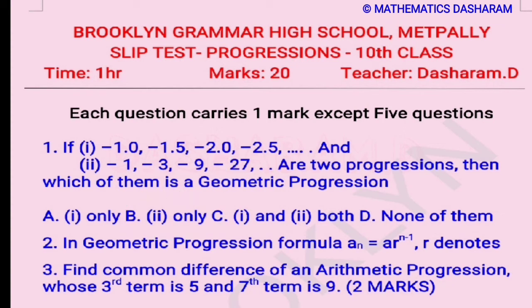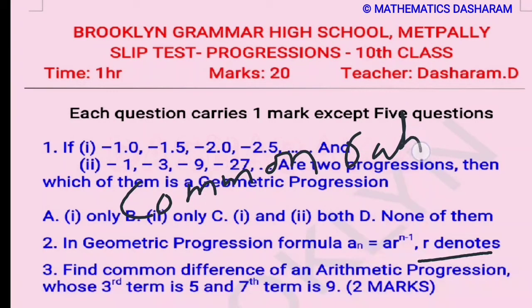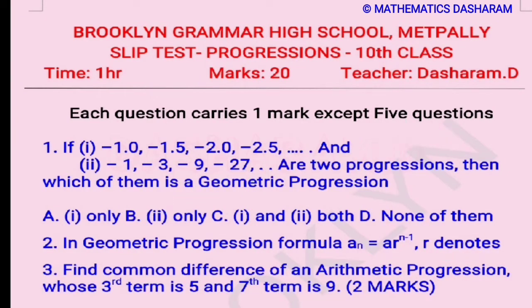Okay. Second question, in geometric progression the formula is an equals a into r to the power of n minus 1, r denotes the common ratio. So it is a direct answer, not a multiple choice question. Next, third one is find the common difference of an arithmetic progression whose third term is 5 and seventh term is 9. It is a 2 mark question.